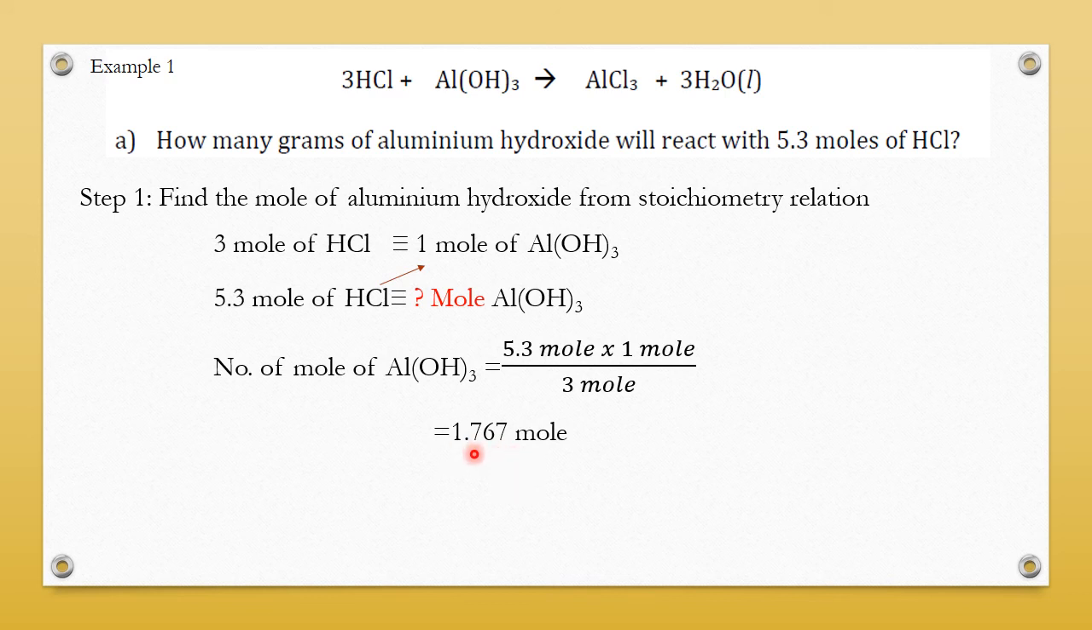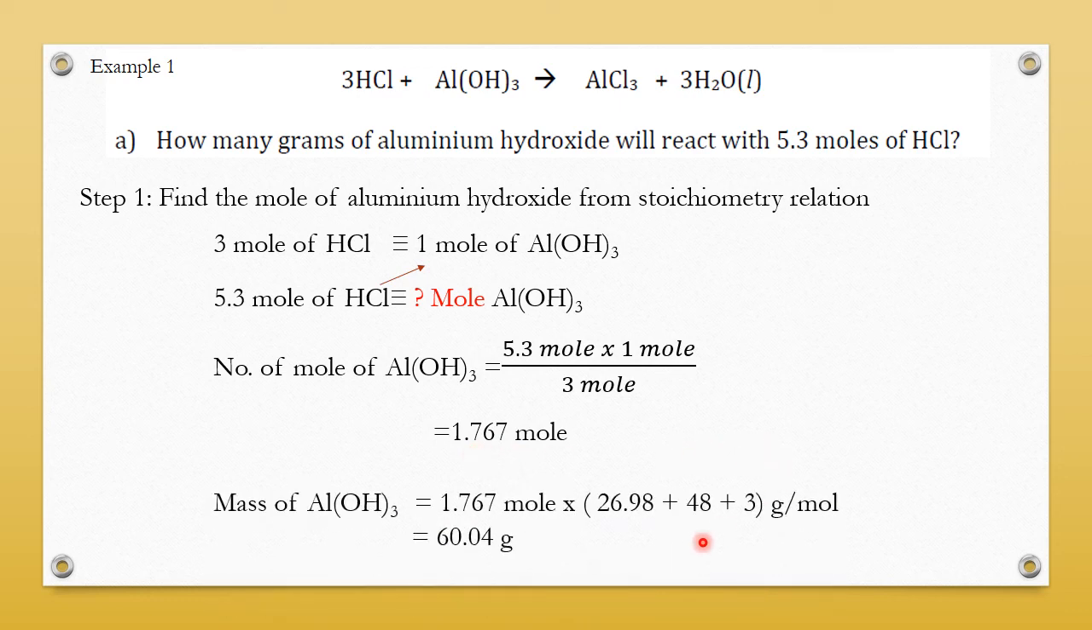After we get the mole of aluminum hydroxide, we can find the mass by multiplying with the molar mass. So the mass of aluminum hydroxide is 60.04 gram.